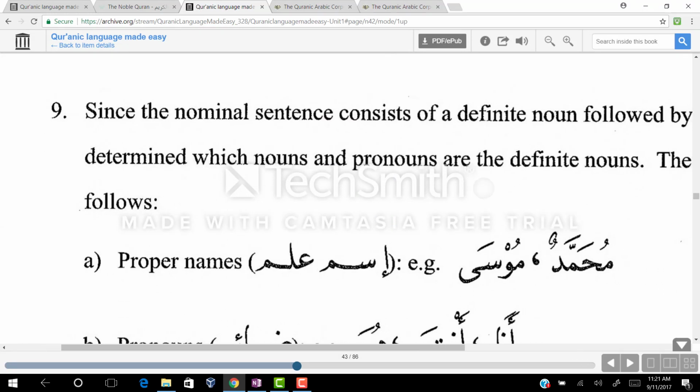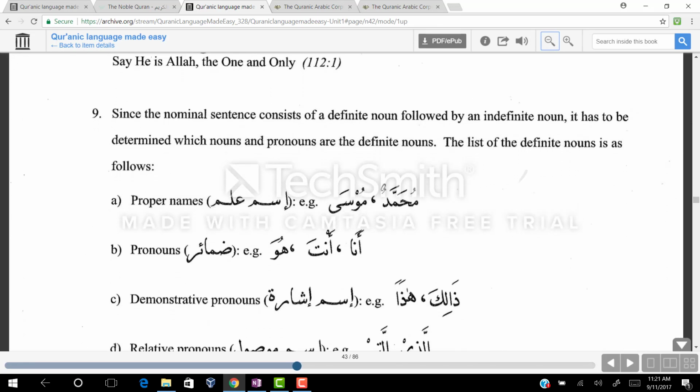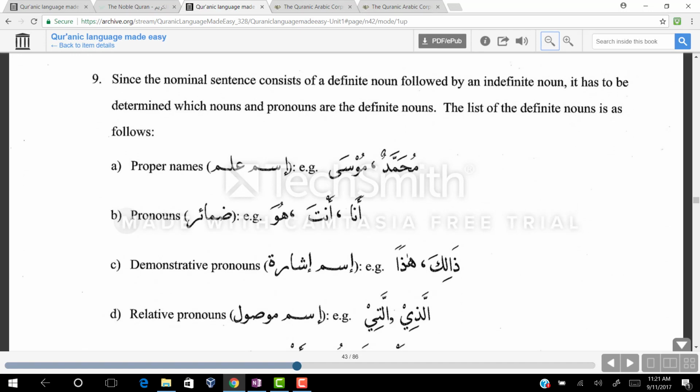Since the nominal sentence consists of a definite noun, a marifa noun, followed by an indefinite noun, a nakira noun, it has to be determined which nouns and pronouns are the definite nouns. So now you should know what the definite nouns are, right? It is mentioned in the points that the mubtada, or the subject of the sentence, is a definite noun or a marifa noun, and the predicate is an indefinite noun or a nakira noun. Now you should know what the marifa noun or definite noun is.